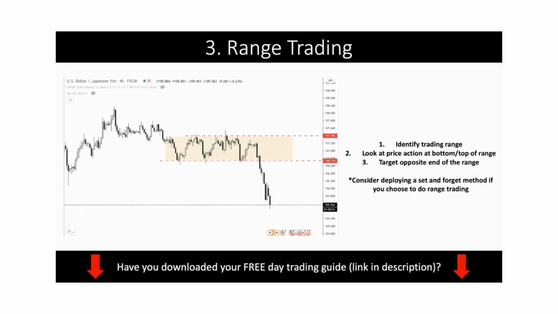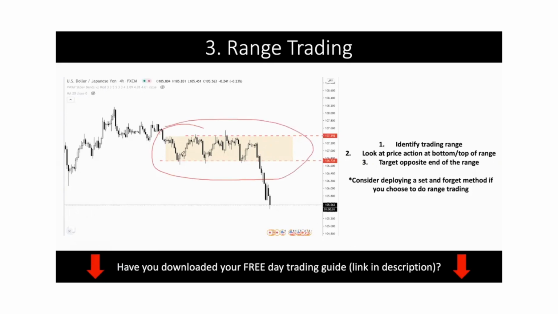Let's talk about the second swing trading strategy, which is range trading. Now in this strategy, as the name suggests, range, you want to buy low and sell high. So three steps or so. The first step is you want to identify the trading range. In this case, we have dollar yen, and I identified this entire trading range for you.